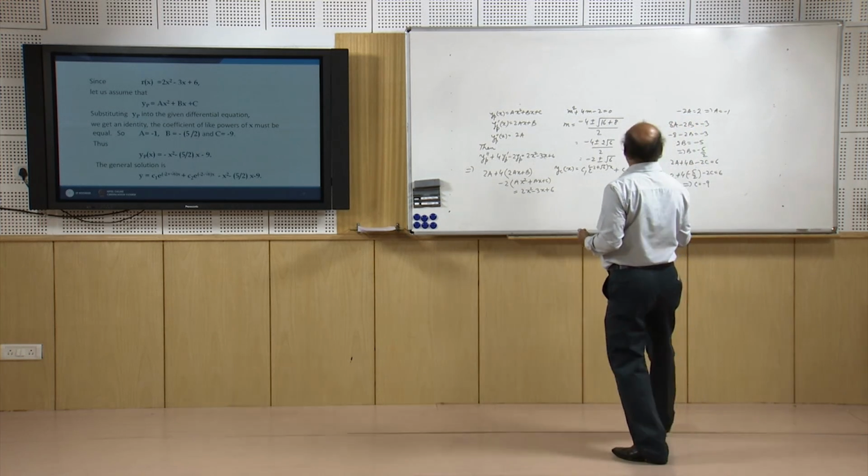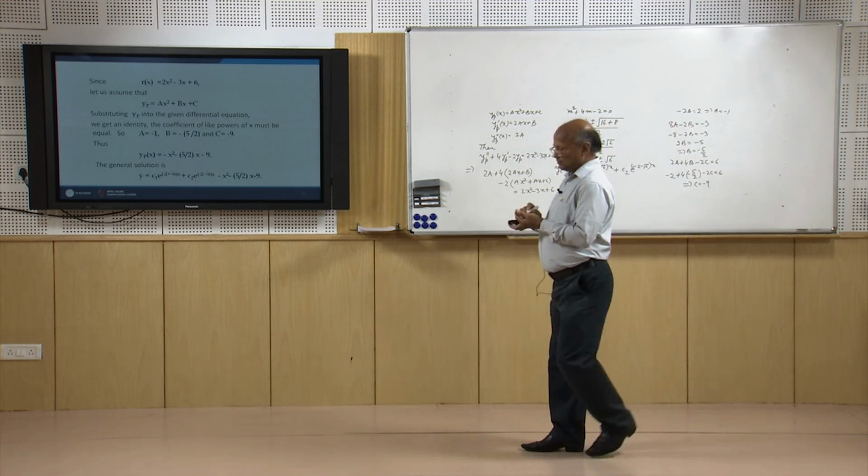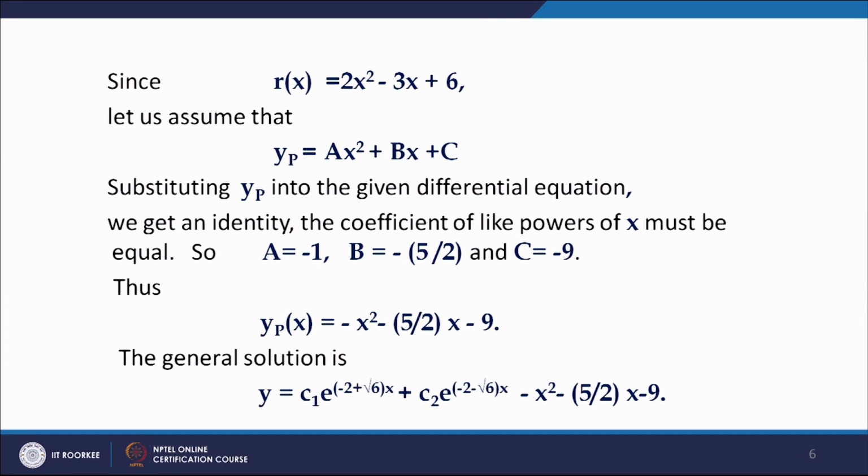And thus y_p(x) will be equal to x² − (5/2)x − 9. So, the general solution of this differential equation is the sum of the complementary function, C1 e^((−2+√6)x) + C2 e^((−2−√6)x), and then minus x² − (5/2)x − 9.